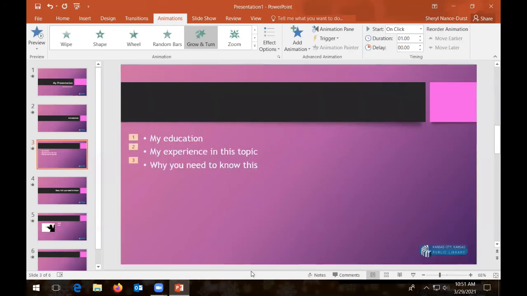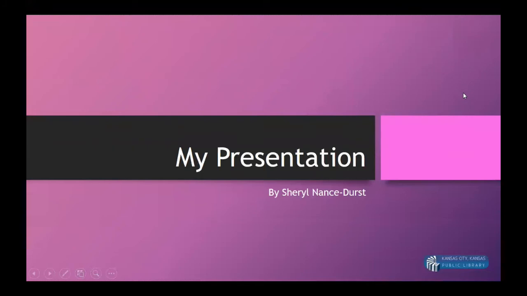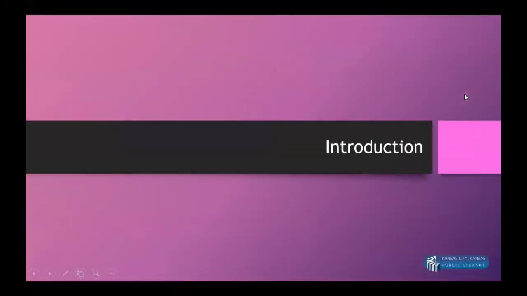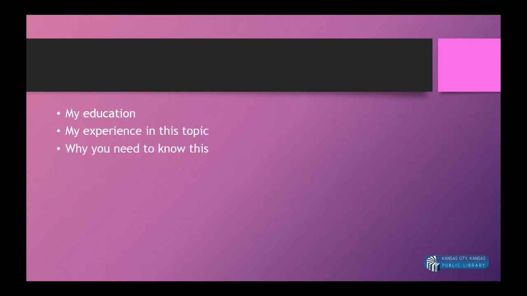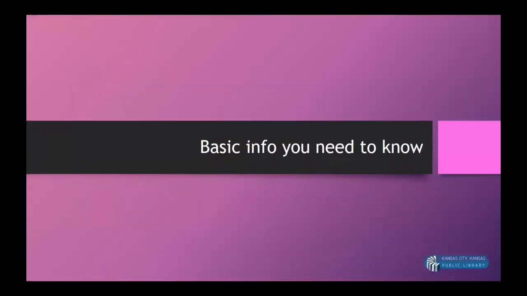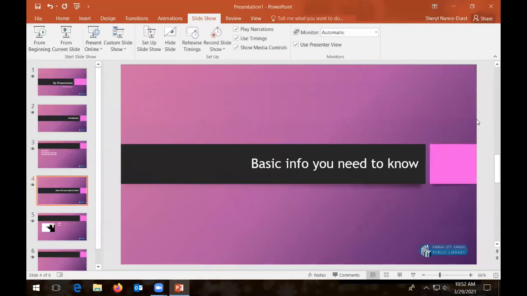And so it goes like that. So now if I play my slideshow from the beginning, I click my mouse. Okay, introduction. I click my mouse and it just stays there, because the words do not appear until I click the mouse. Click. I talk about that. Click. I talk about that. Click. I talk about that. And next slide. And I hit escape to go back.